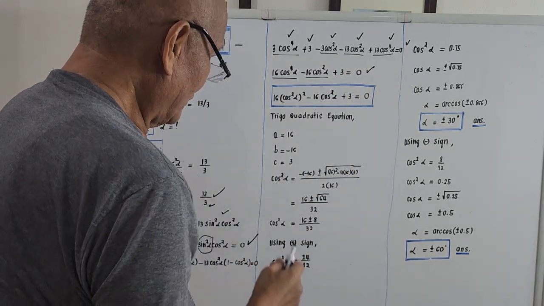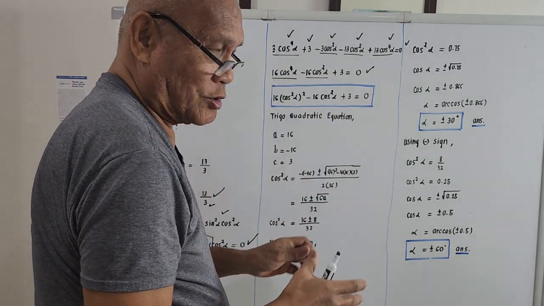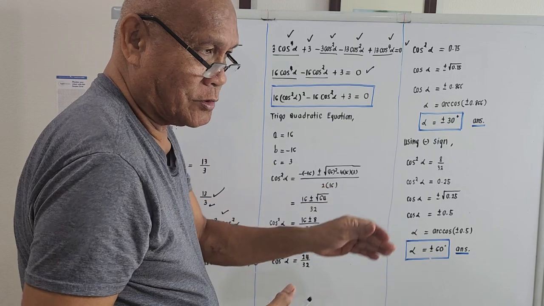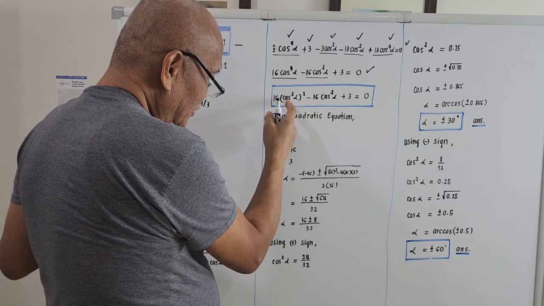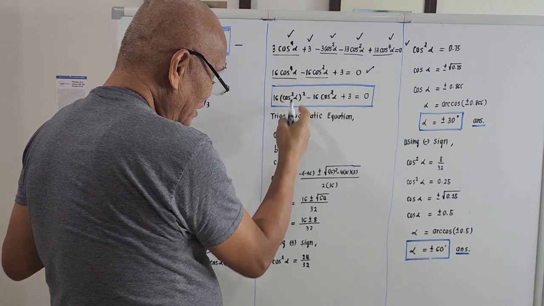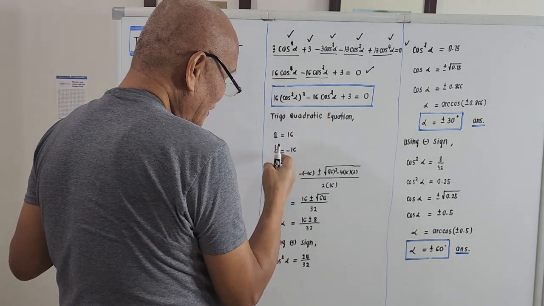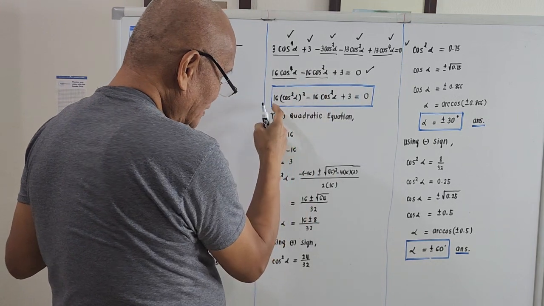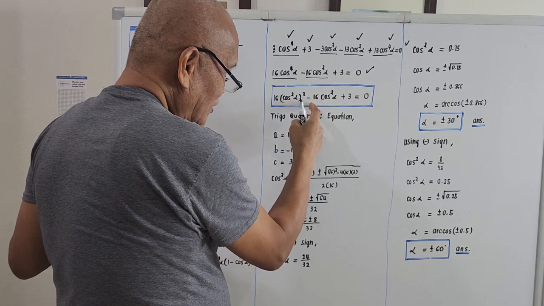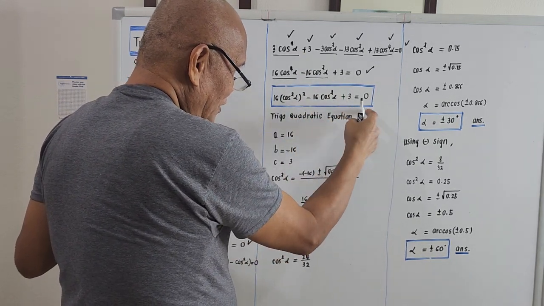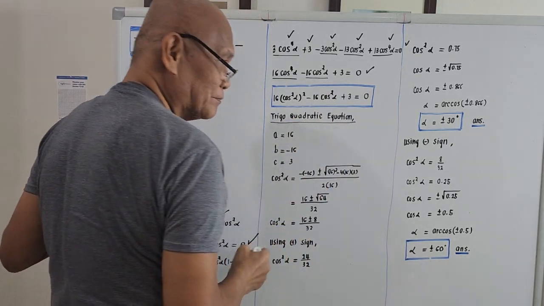Then, this is actually with the power 4. But we could change this one into something like a quadratic equation. So this can be written as 16. We put this one as cosine square of alpha quantity square, because cosine square of alpha to the 2nd power is actually cosine to the 4th of alpha. So this one here can be written as 16 cosine square of alpha quantity square minus 16 cosine square of alpha plus 3 equal to 0. So this is actually a trigonometric quadratic equation.